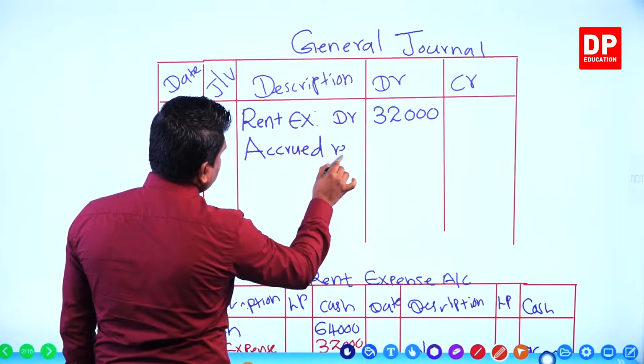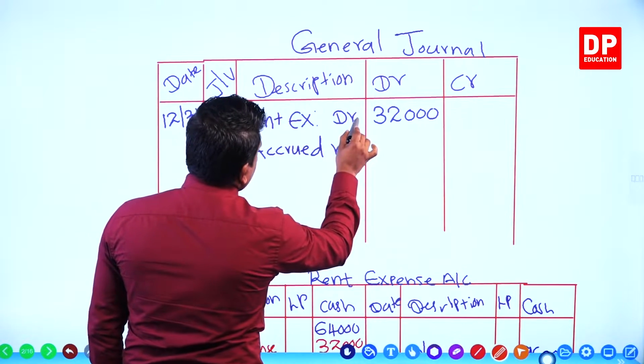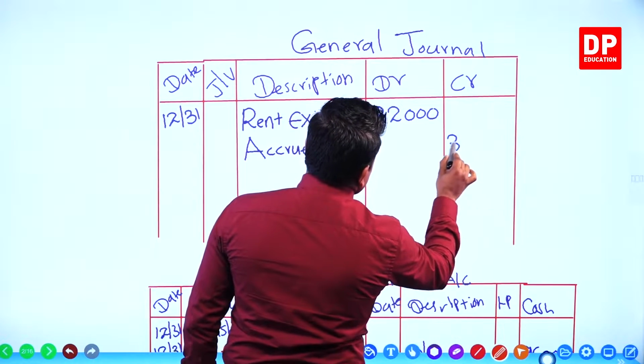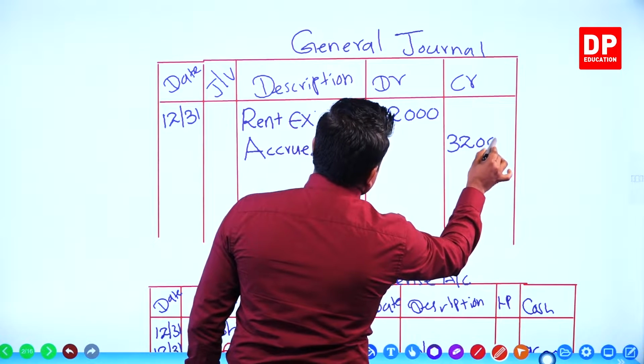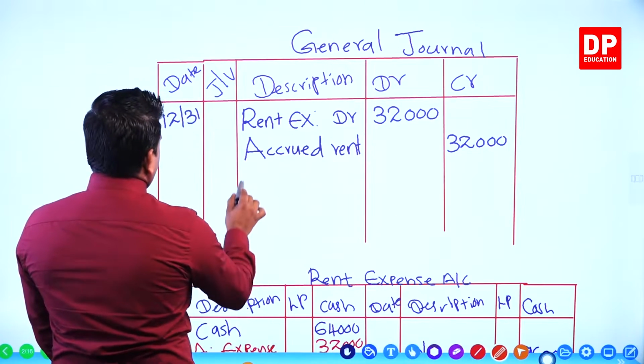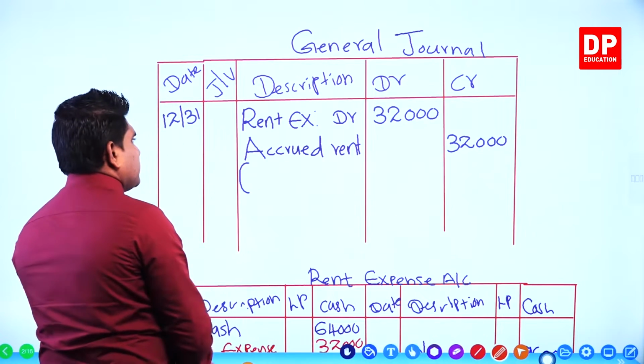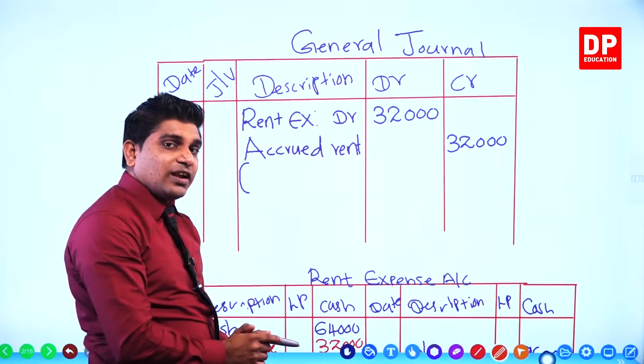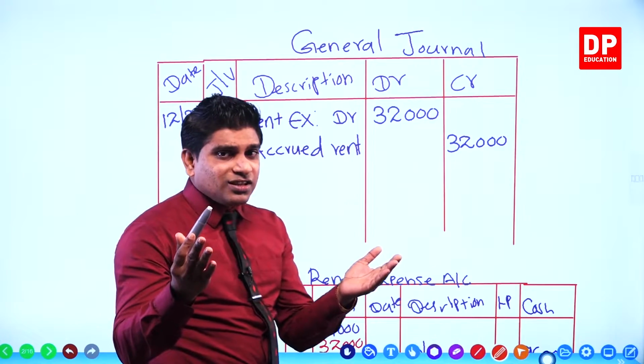Accrued rent account, credit 32,000. Then what do you do? Within brackets you put narration. Narration. You know the narration?